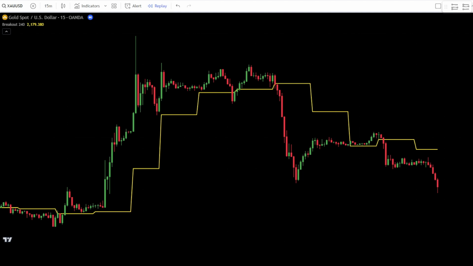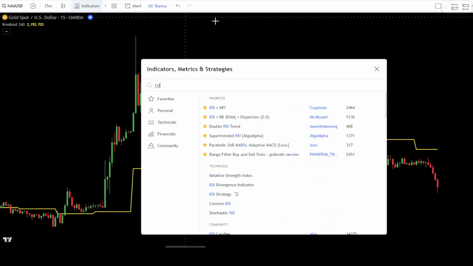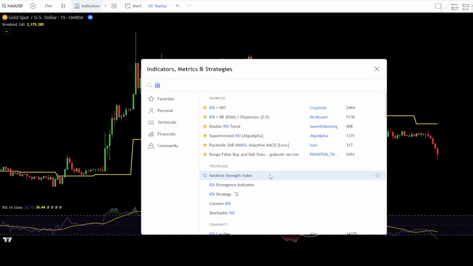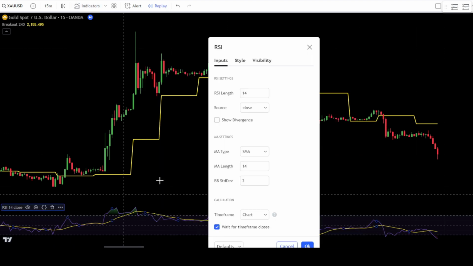Let's continue. Now, let's add the second indicator that will be used as a trend guide and to confirm breakouts in the market. Go to the Search Indicators tab and then type in RSI or Relative Strength Index. Then select the default RSI or Relative Strength Index from TradingView. Next, configure the RSI indicator.